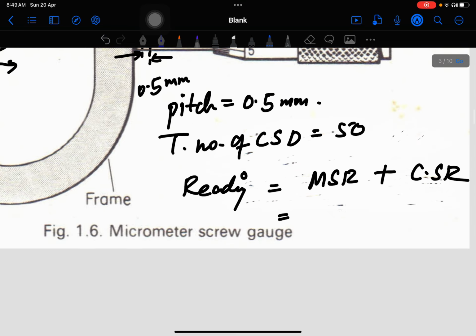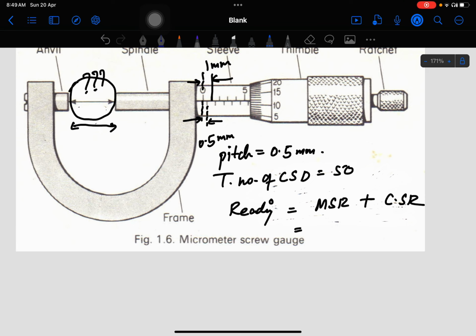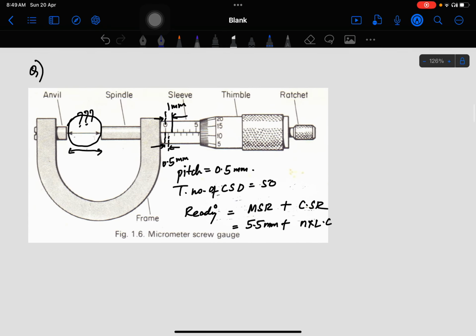So therefore, what is the main scale reading? Since each is 0.5 mm, so 5 are over, so 5 mm is done. Then plus this one more small division, which means 5 plus 0.5, which is 5.5 mm itself, right? Plus CSR is nothing but n multiplied by the least count, right? We want to find out the least count. Least count is nothing but the pitch divided by the total number of circular scale divisions.